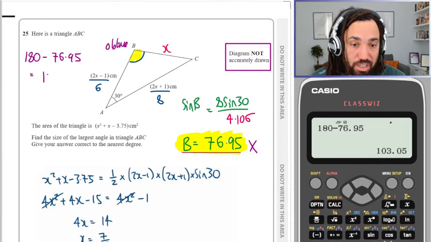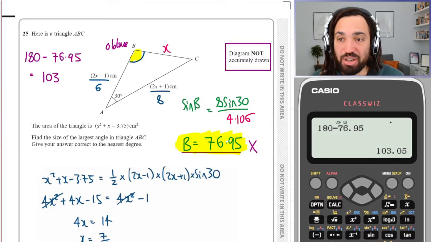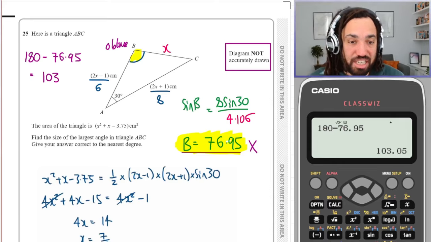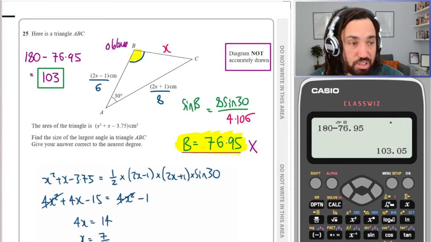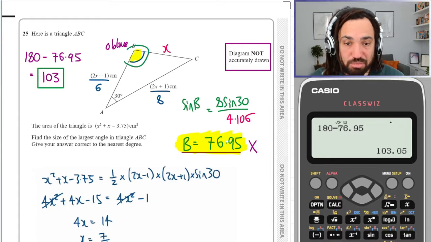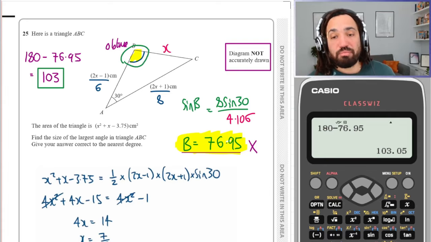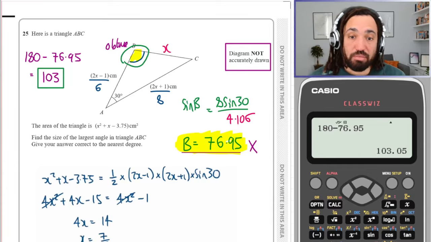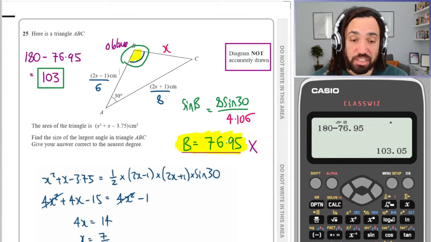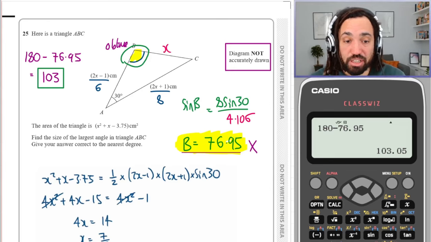Though again, I'm really bitter about that because I think they should have stated that it was obtuse rather than us just being able to see that it's obtuse. Perhaps we can see that that is an obtuse angle, but again, normally they state that it is obtuse, but they didn't this time. You're meant to just look at the diagram and assume it is.